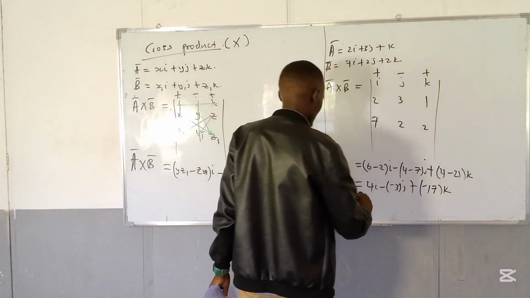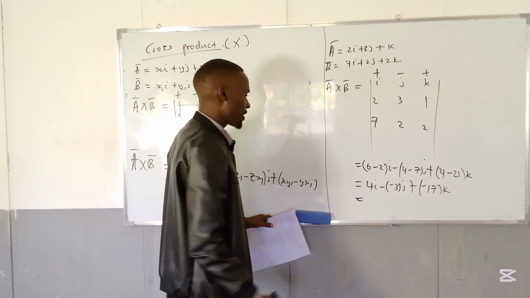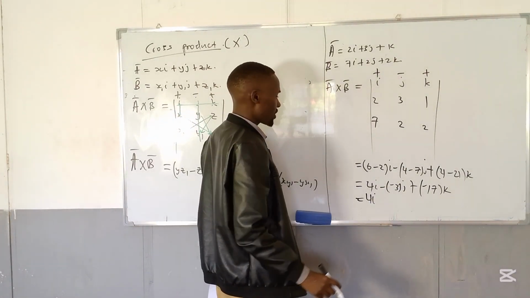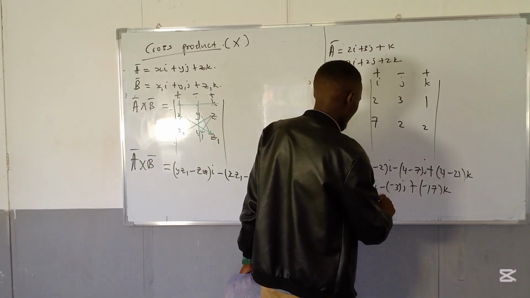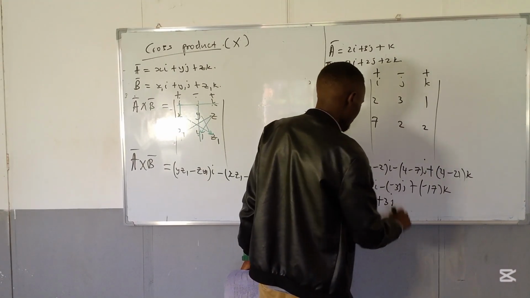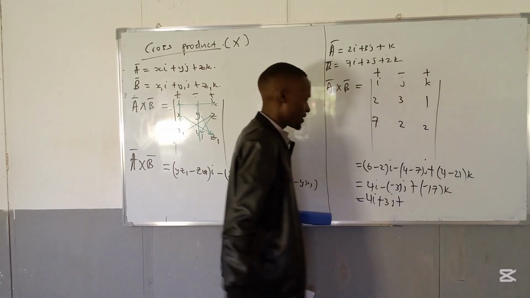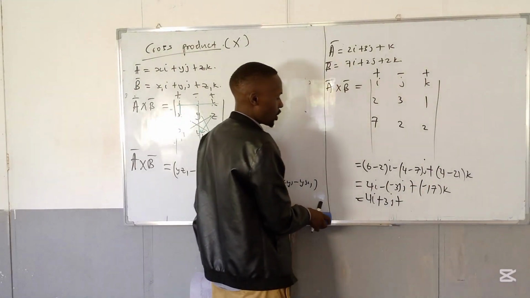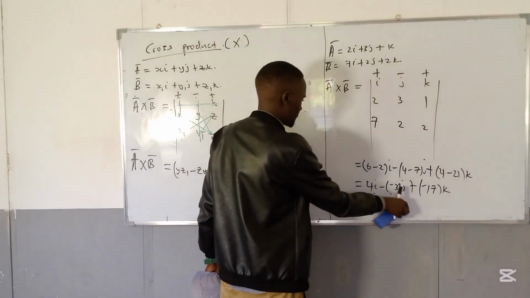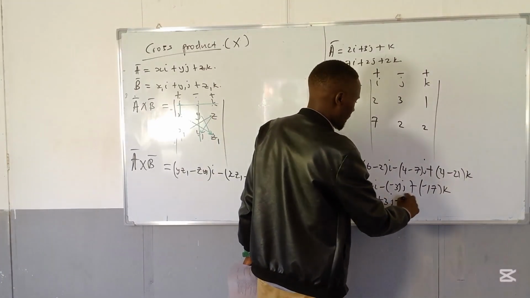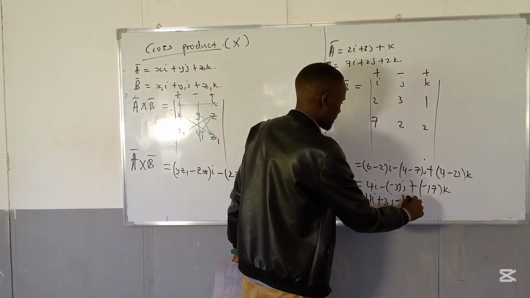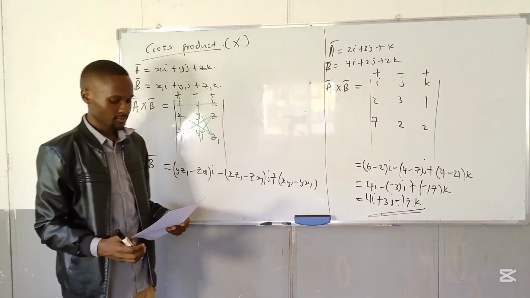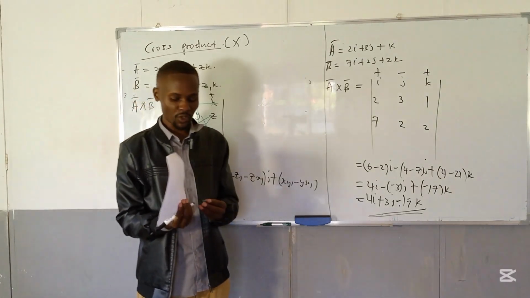Okay. So from there, we end up getting 4i. A negative times a negative will give us a positive, so now it will be plus 3j. Then plus, is it a plus or negative? It is a negative, because a positive times a negative gives us a negative. So we end up getting negative 17k as our final answer.